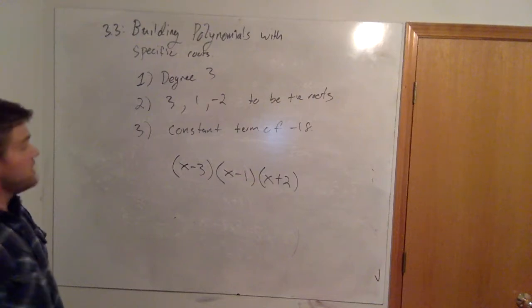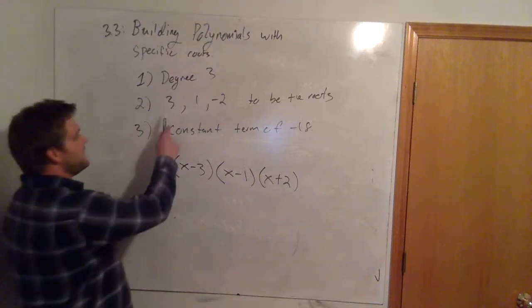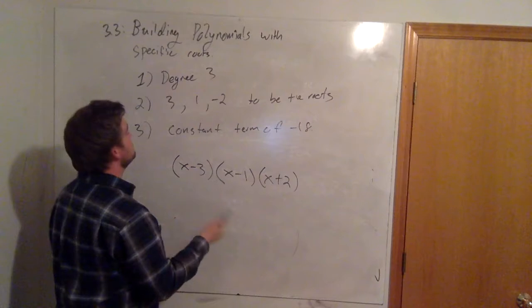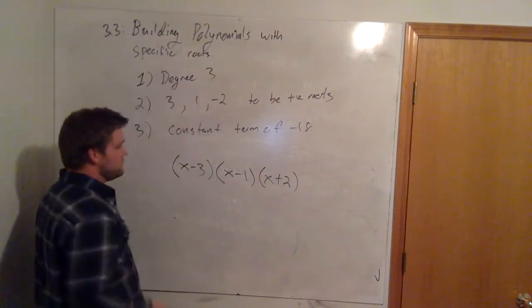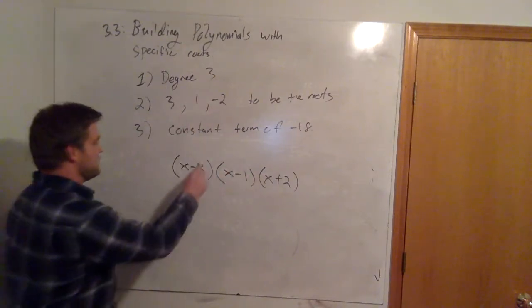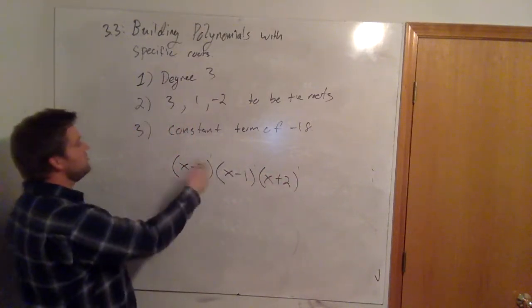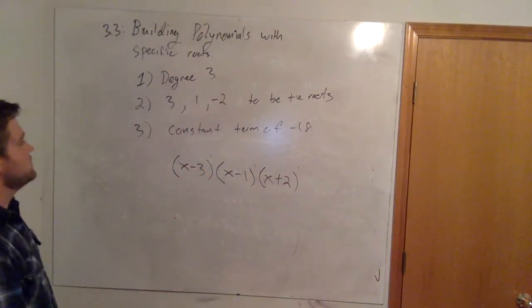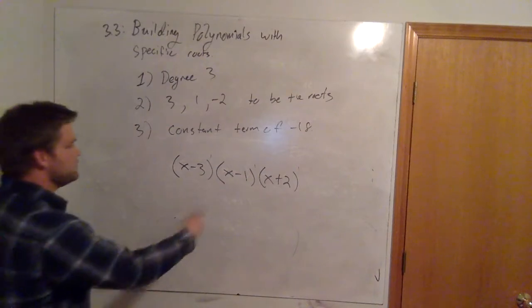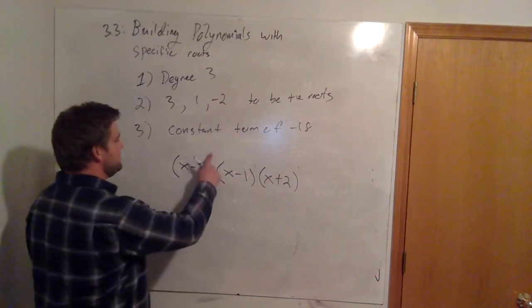So notice here I've met 2 of the conditions. It has these as roots, and it's a degree 3 polynomial: 1, 2, 3. We just count the exponents, 1, 2, 3. Okay, now I need to make sure that the constant term of this polynomial is negative 18.